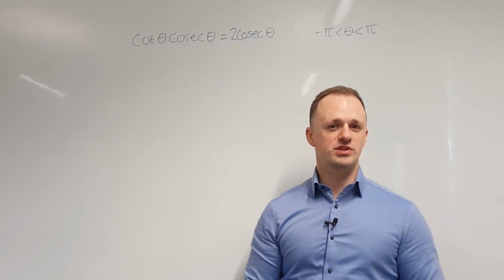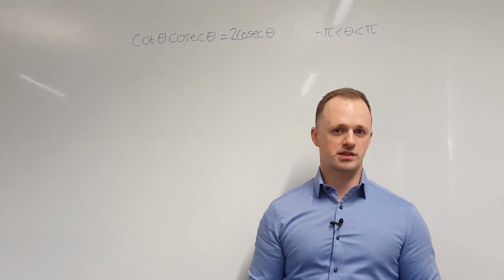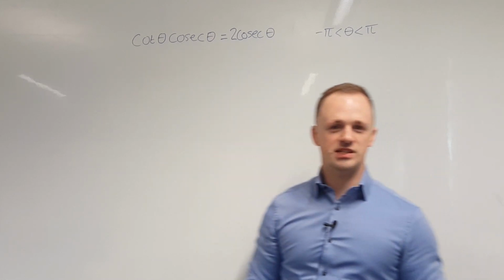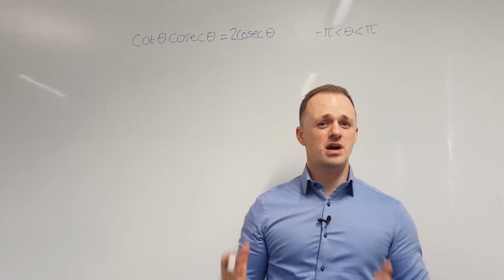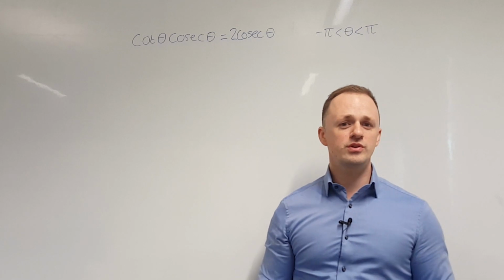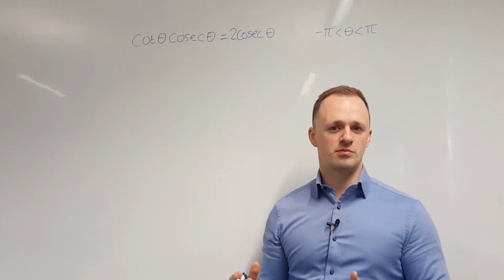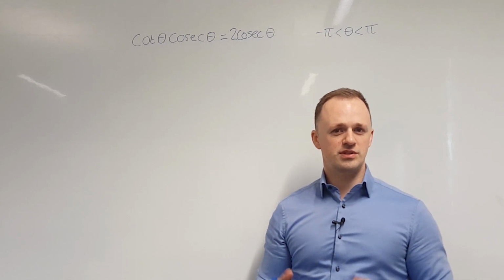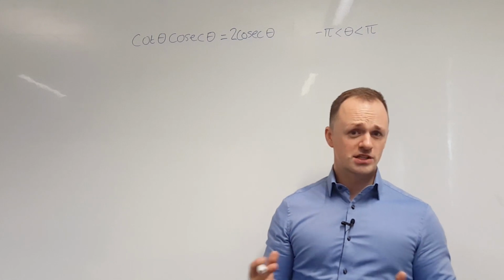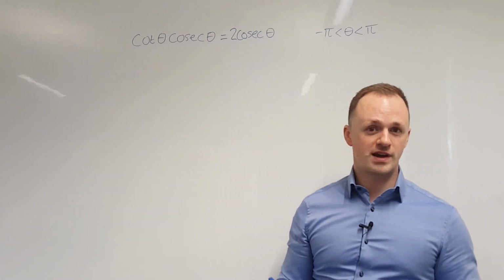In this example, we're going to be solving the equation cot theta cosec theta equals 2 cosec theta. Now the first thing to notice is that cosec theta appears in both terms. That might lead you to think a good idea would be to cancel those out. But the problem with doing that when solving equations is when you cancel terms, you're really dividing by that term. And in this case, you would actually end up dividing by 0, which means you would lose one of the solutions. So a better strategy is to bring both terms onto the same side and then factorize.